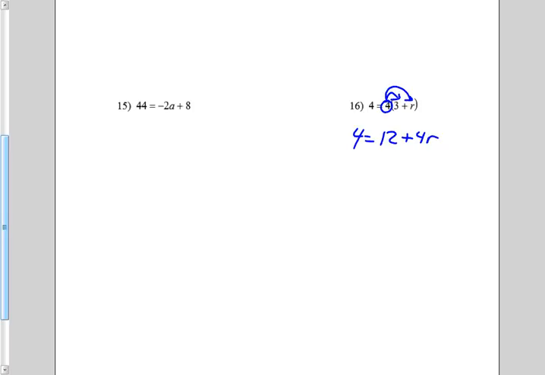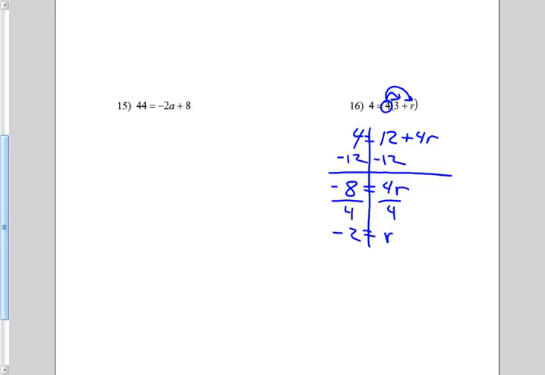Now I can use my normal equation skills. Subtract 12 from both sides. Divide by 4. And flip. Now, we haven't done an example of checking yet, so it might be helpful to have that. In order to check, all we want to do is substitution. But we do have our calculator available to us.